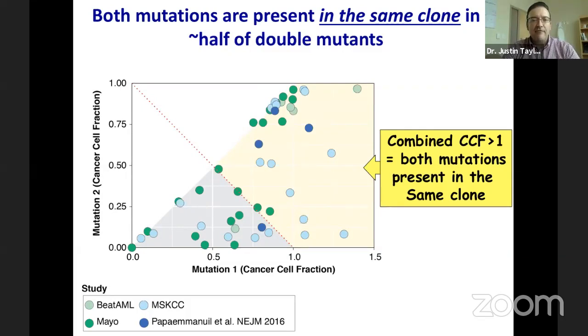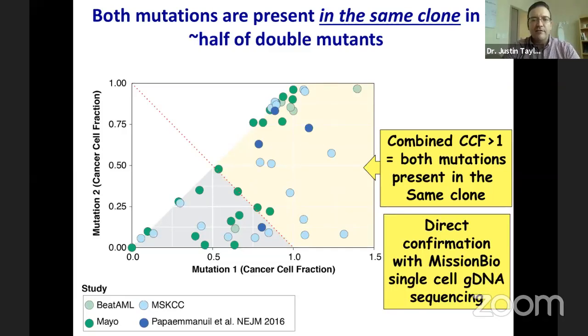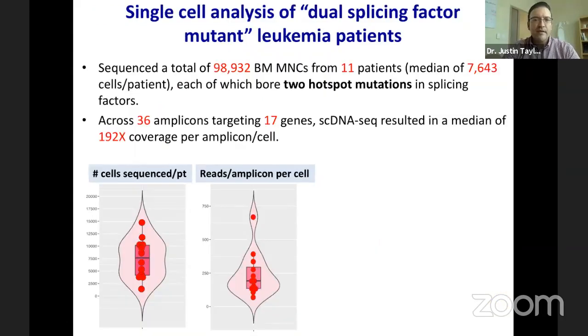And you can see about half of them, slightly over half, had a cancer cell fraction that was greater than 1 for both of the splicing factor mutations, suggesting that even at the bulk sequencing level, these are probably occurring in the same clone, but again, not definitively shown. So we performed direct single cell genomic DNA sequencing with the Mission Bio Tapestri platform.